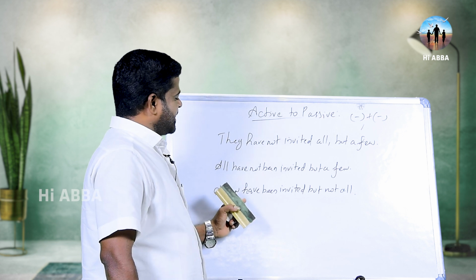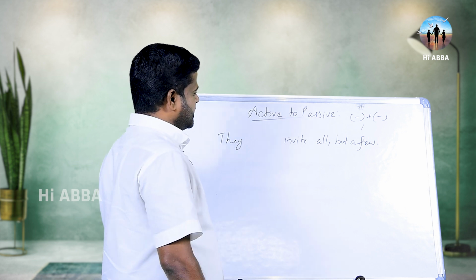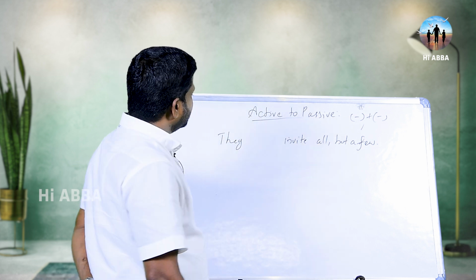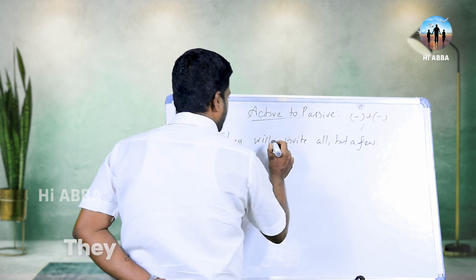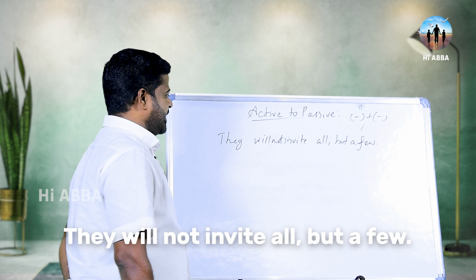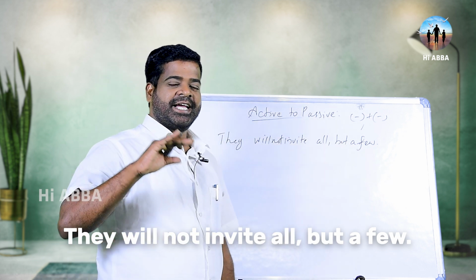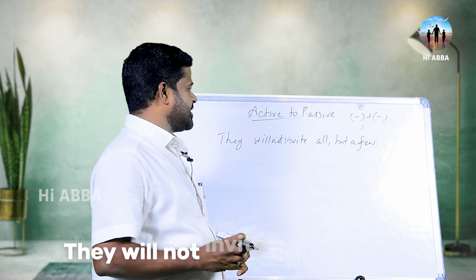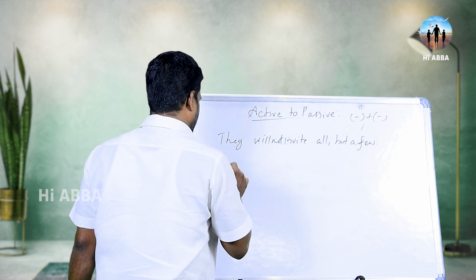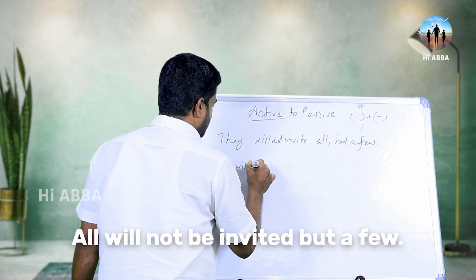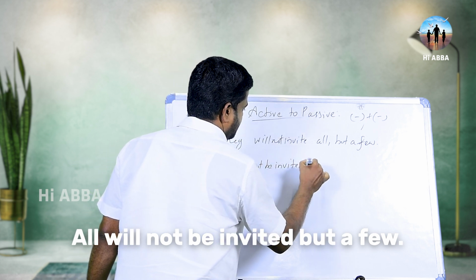So how we can write this sentence in some other tenses, we will see that example also. So let us say this sentence, if you are to write this one into simple future tense, they will invite, they will not invite, actually it is a negative sentence, right? So they will not invite all but a few, meaning they will not invite everybody but only few, the close relatives, that's the meaning. So now again how can this be written in passive? Again apply the subjects. All will not be invited but a few.